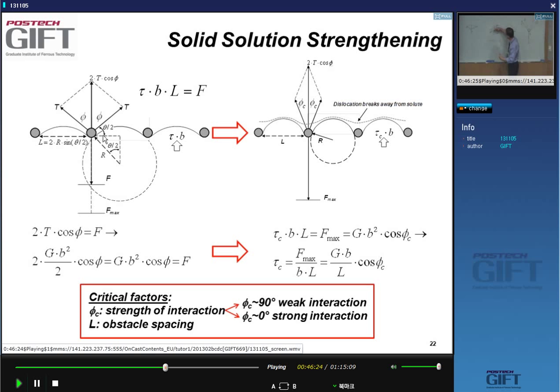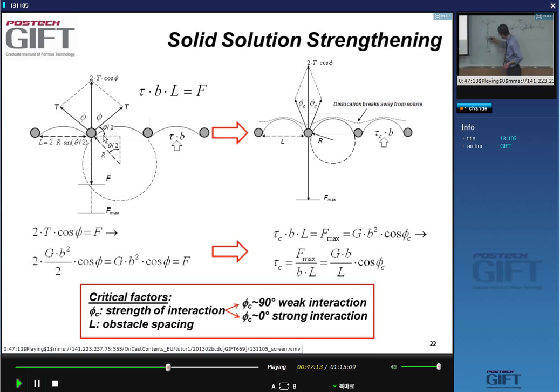Yes, when the stress on the dislocation increases and I have a more pronounced cusp here, the T, the dislocation line tension, is now oriented this way. This is now the force that the obstacle has to exert on the dislocation. And when this F value reaches a maximum, then the obstacle releases the dislocation, yes? So what is important here is this angle, phi.